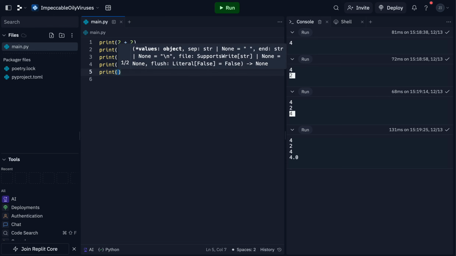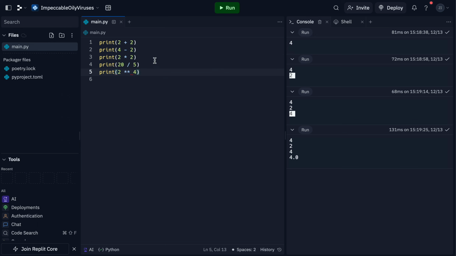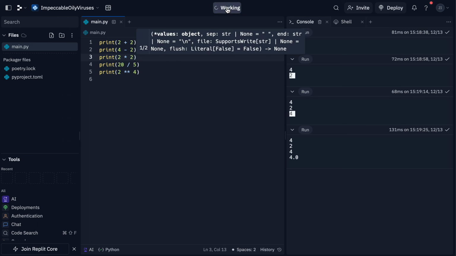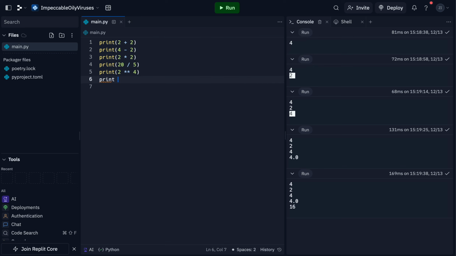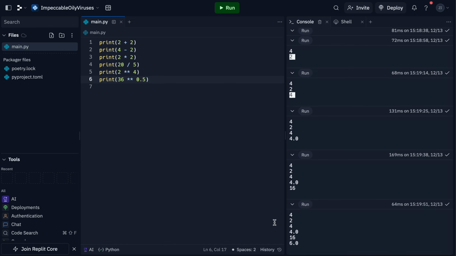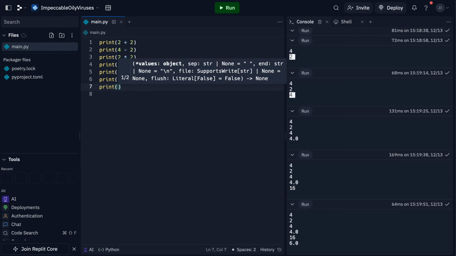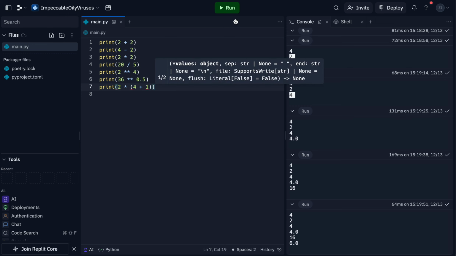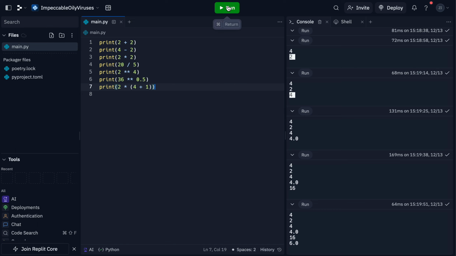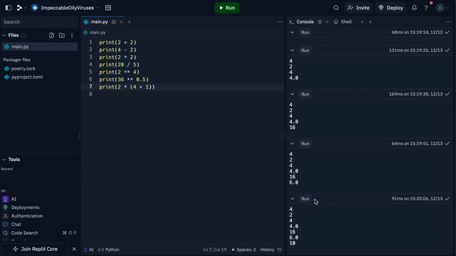And we could do 2 to the exponent 4. Run that. We get 16. And we could do 36 square root, or to the exponent 0.5. And we get 6.0. And we'll just do that same problem from before. 2 times 4 plus 1. Click run, and you get 10 as well.